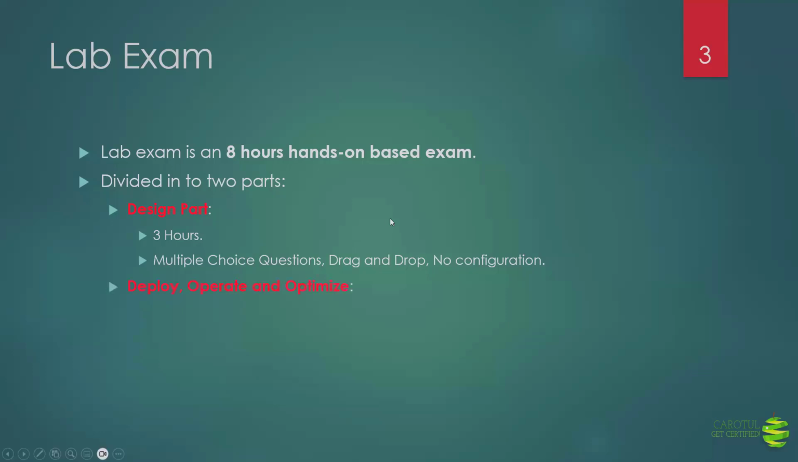Then the second part is the configuration, deploy, operate, and optimize part. In this one, you get 5 hours and you will get a new topology. On this topology, you will have to start configuring protocols. You will start building up from switching, then routing, then advanced services or configurations like multicast, MPLS, VPN technologies, quality of service, and IP services. All of that will be configured in this part.